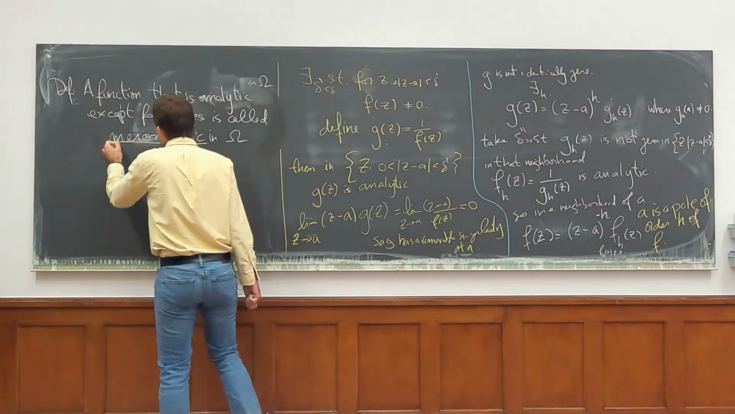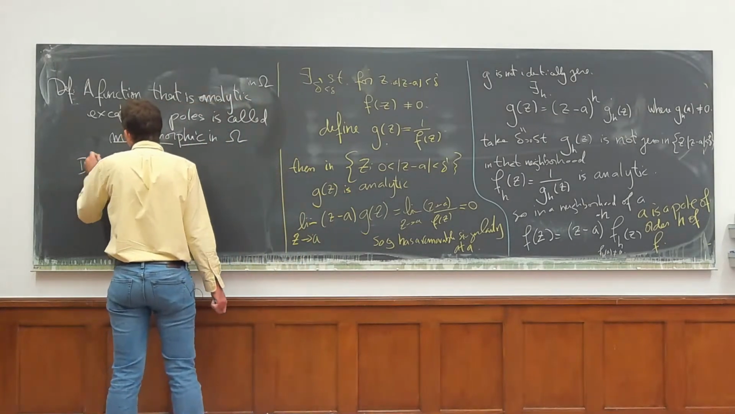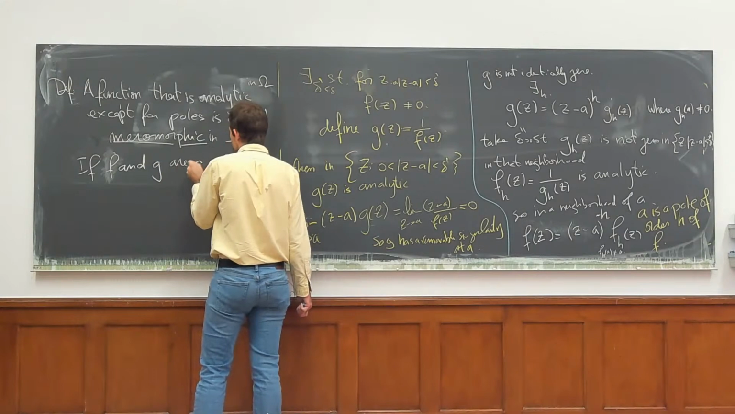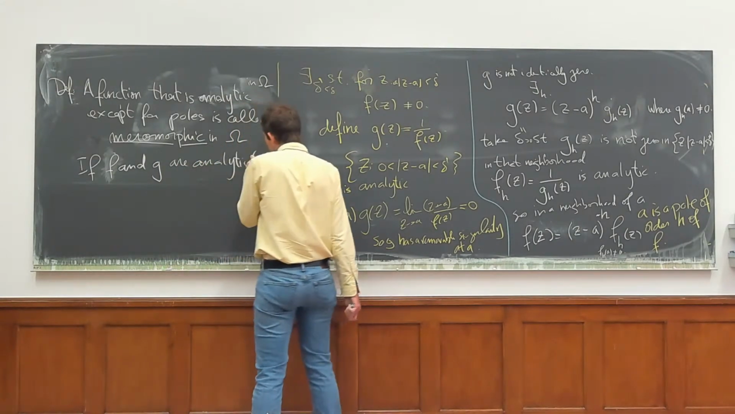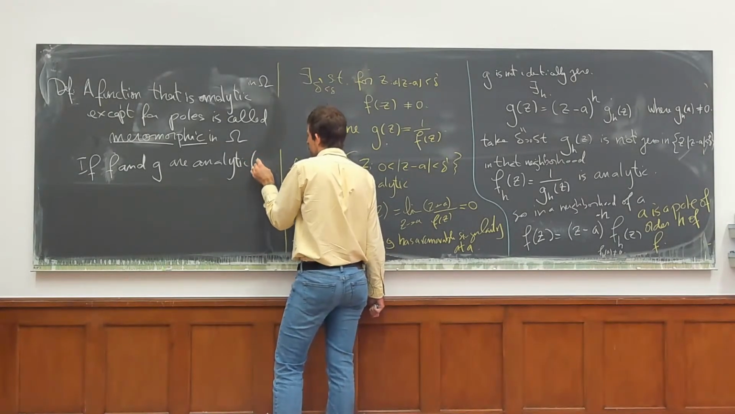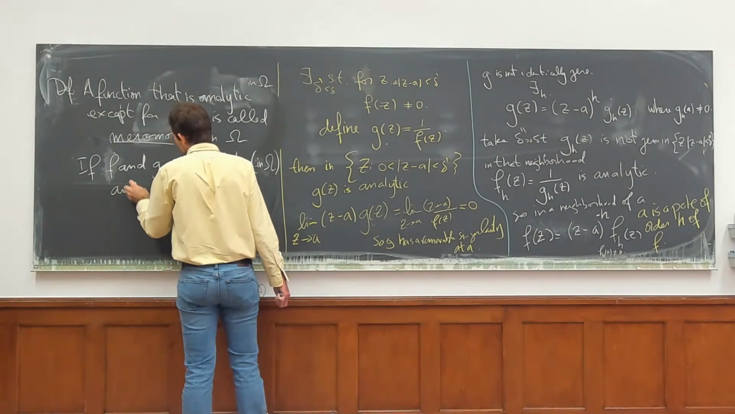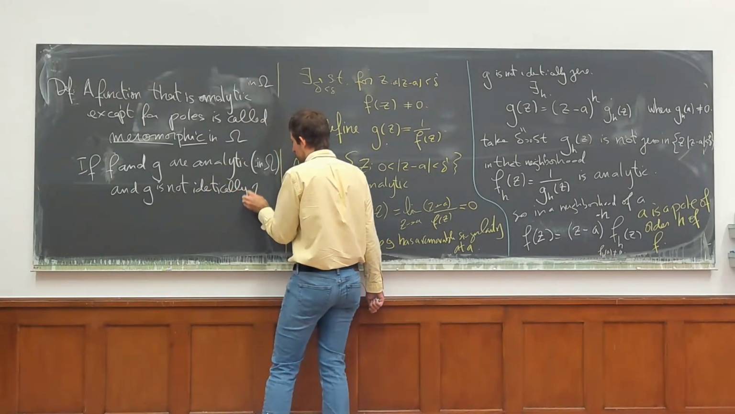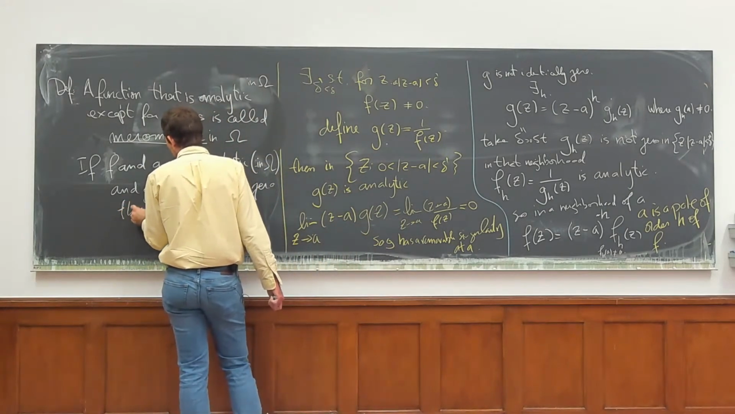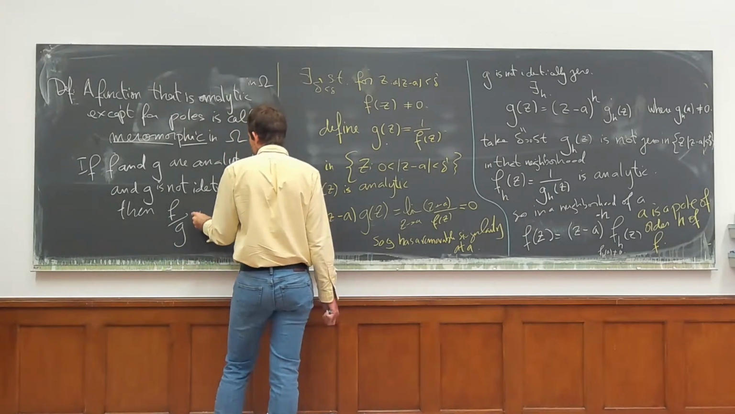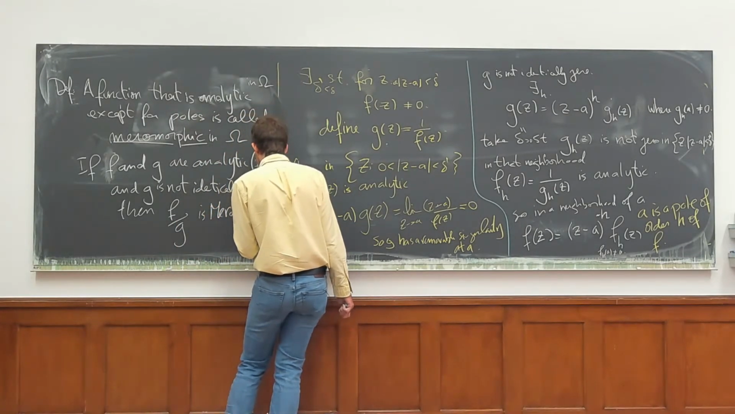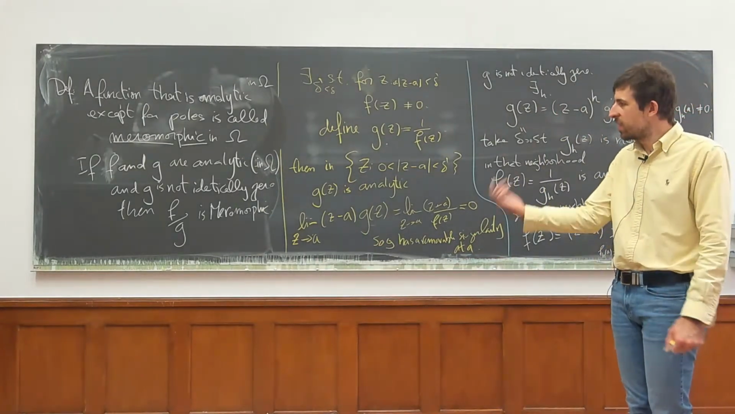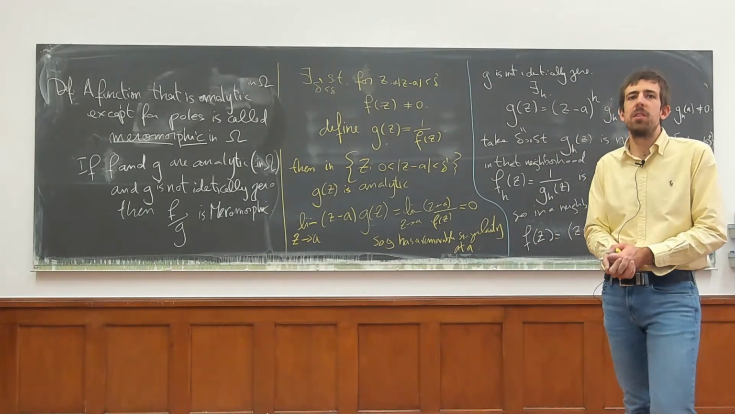And so this term is very important. In particular, if f and g are analytic in a region, and g is not identically 0, then f over g is meromorphic. And of course, if I add meromorphic functions, they're still meromorphic. If I subtract, or take quotients of meromorphic functions, they're still meromorphic.